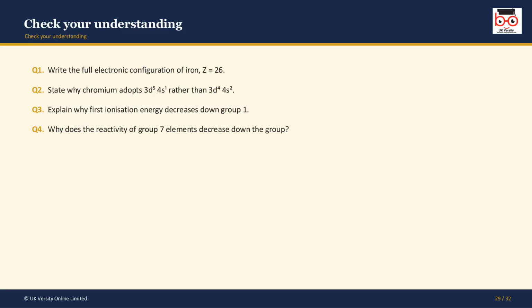First, write out the full electronic configuration of iron, atomic number 26. Second, why does chromium adopt 3d5, 4s1 rather than 3d4, 4s2? Third, explain why the first ionization energy decreases down group 1. And fourth, why does the reactivity of group 7 elements decrease down the group? Take a moment with each.